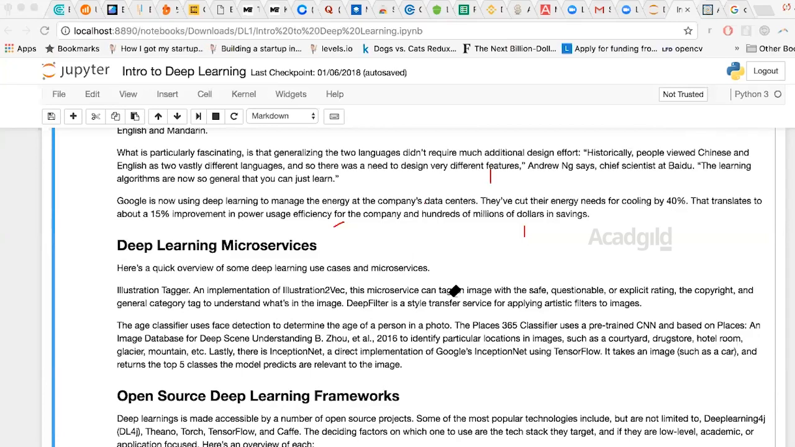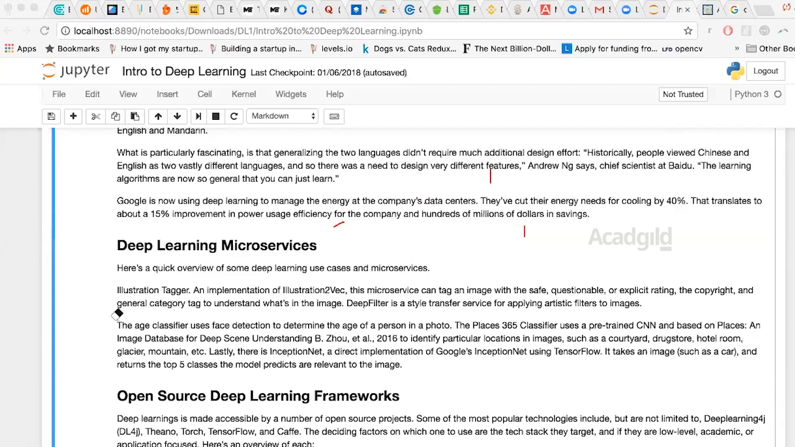Now, Illustration Tagger is an implementation of Illustration2Vec. This service can tag an image with a safe, questionable, or explicit rating, copyright, or general category. Deep Filter is a style service for applying artistic filters to images. This is particularly important for streaming providers such as YouTube and Roku, etc. I think you might have seen YouTube does have a small tag of copyright where you can't really plagiarize that easily. So again, a use case of DL.